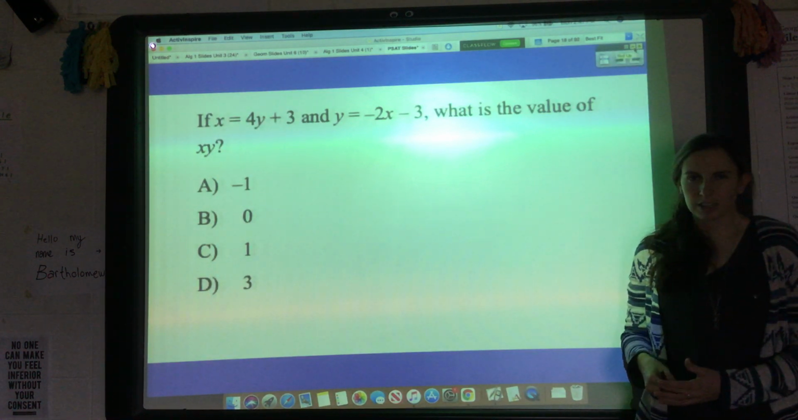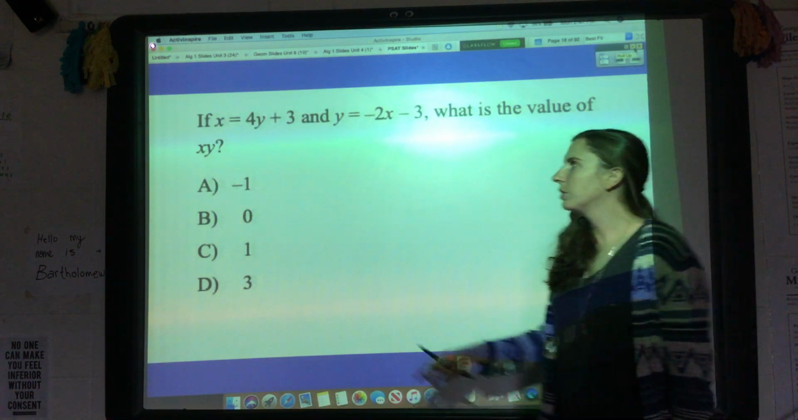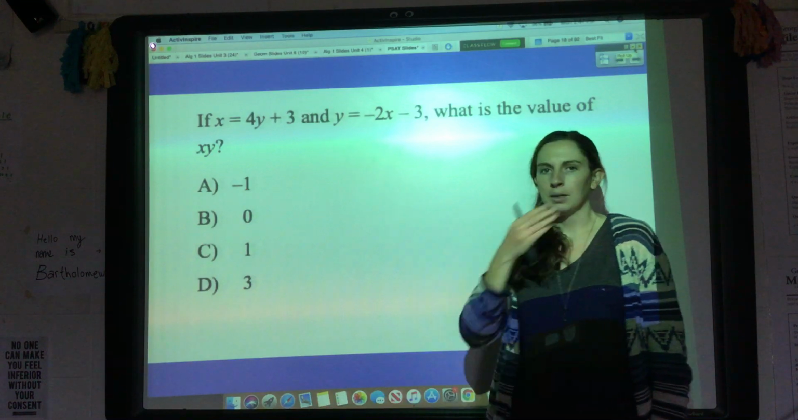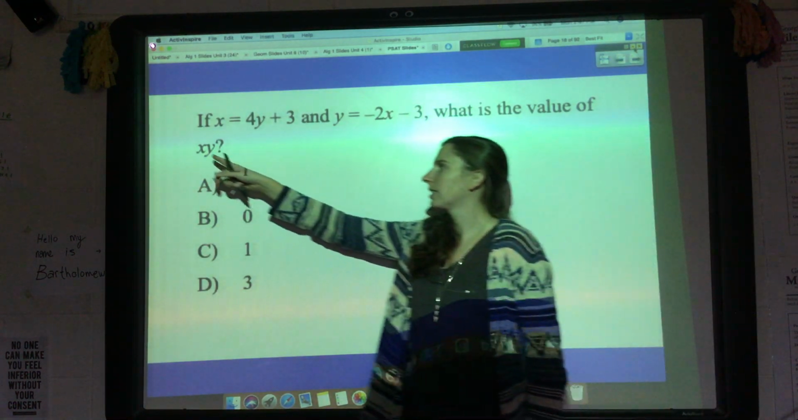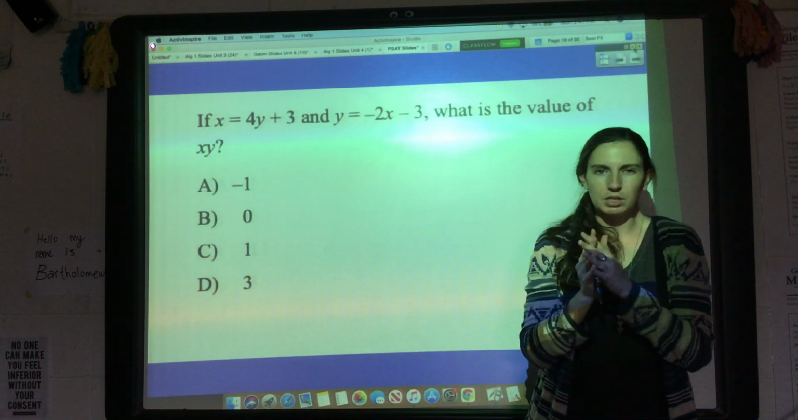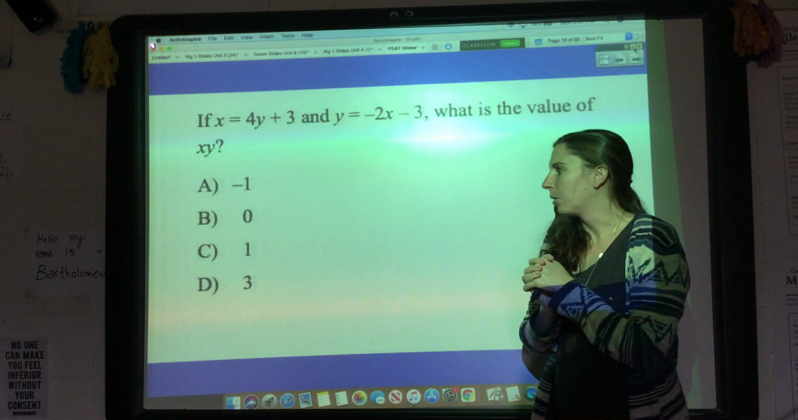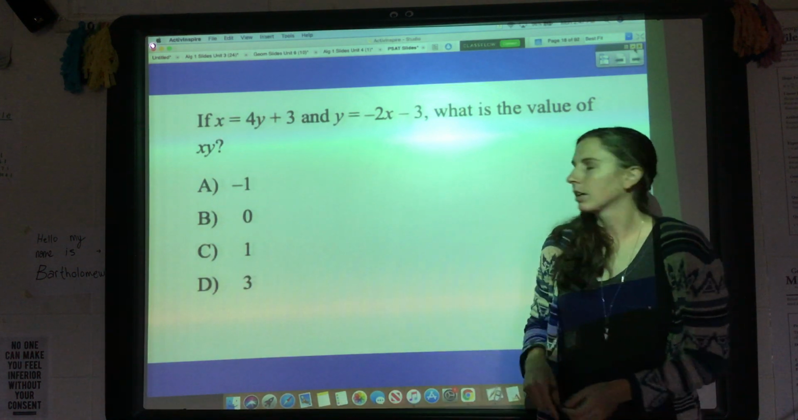Sometimes they'll ask you a question that won't let you plug in the answer choices. For example, this one gives you a system of equations, but it asks you what is the value of x times y. So when you get your two solutions, you're going to have to multiply them together. And so you're not going to be able to plug these in and test them and see if they work.